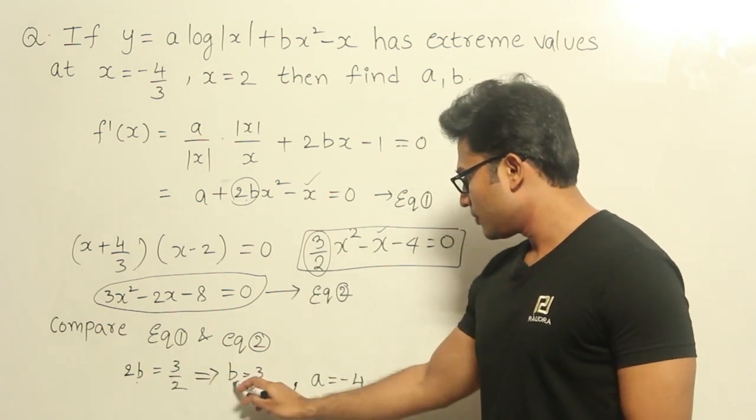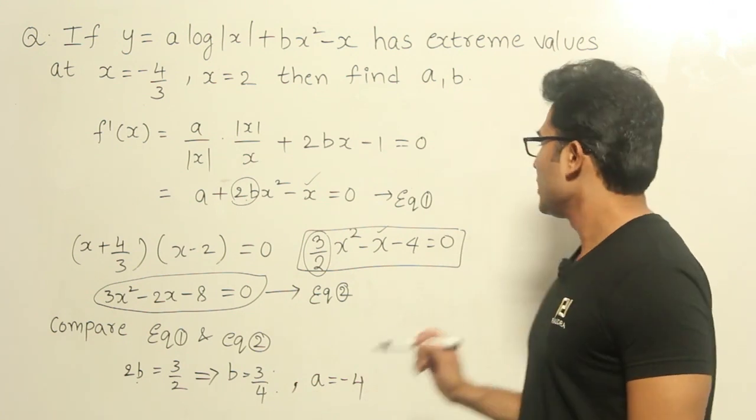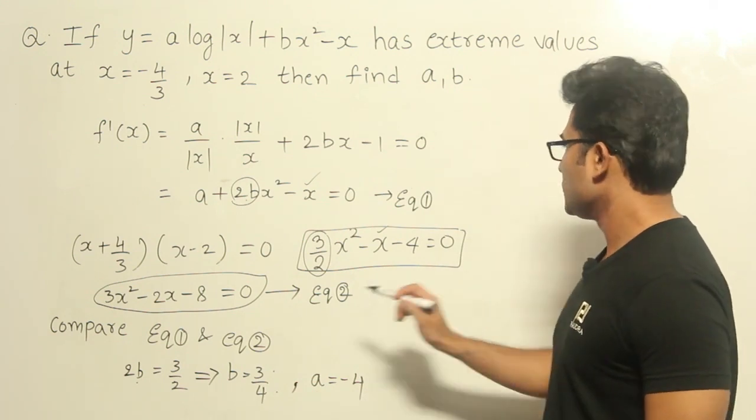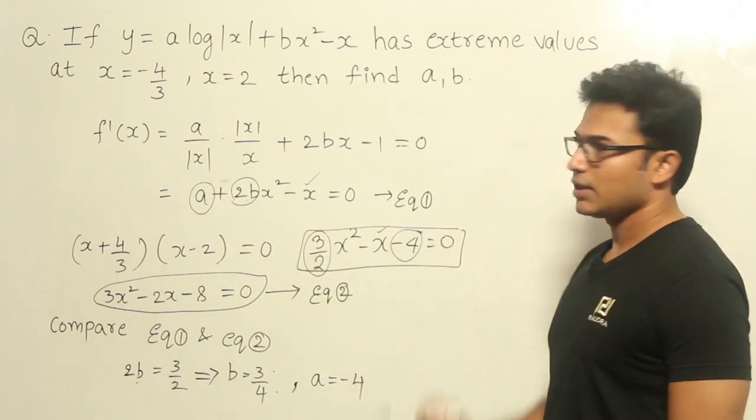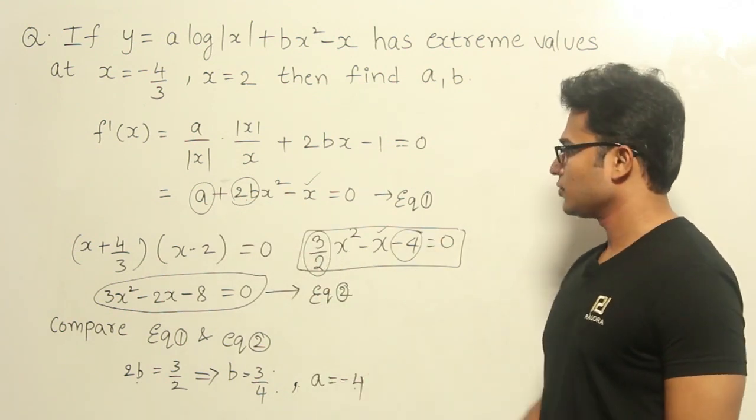Then what do you get from that? b equal to 3 by 4, right? And now here if you see a, here it is minus 4, right? Therefore a must be equal to minus 4.